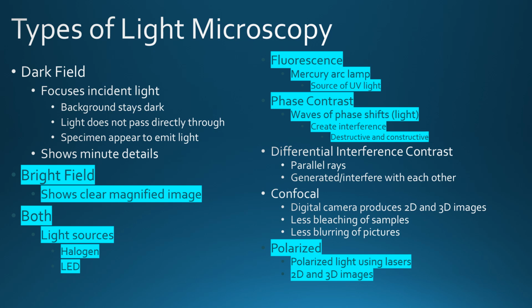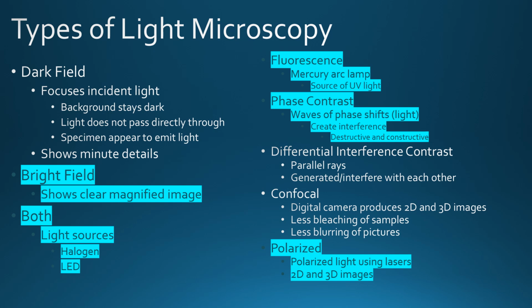LEDs are light emitting diodes. They are commonly used in wide field fluorescence microscopy, and their bulbs last way longer than halogen light bulbs do. In fluorescence microscopy, a mercury arc lamp is used as a source of UV light, which helps the specimen to be seen. In phase contrast microscopy, light is used to create destructive and constructive interference.